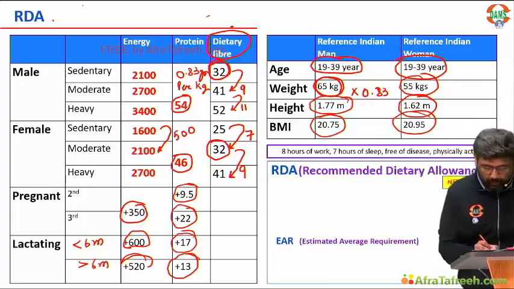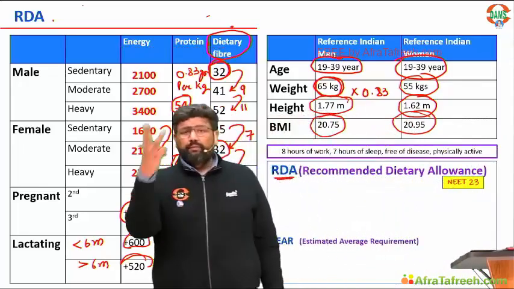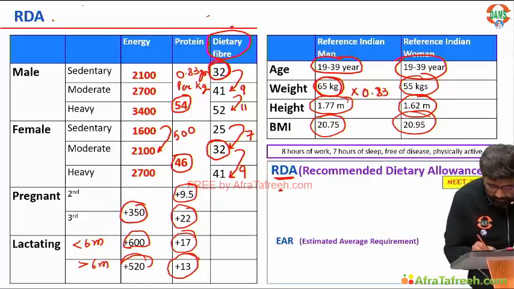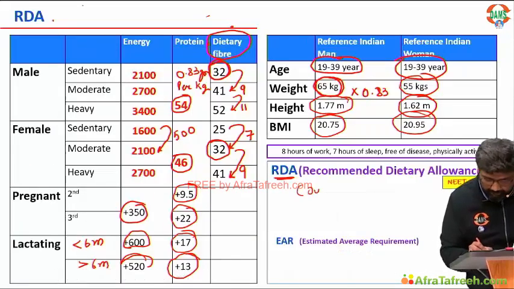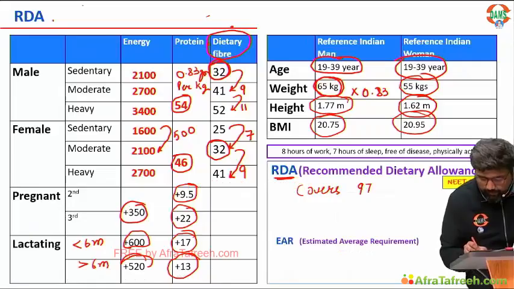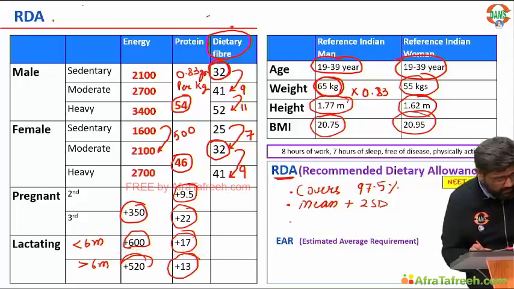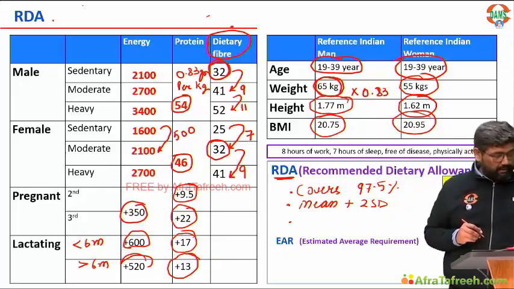Okay, now coming to RDA. This is a NEET PG 23 question. RDA, just three points I want to tell you in RDA. Point number 1, it covers 97.5% population. It is for mean plus 2 standard deviation.